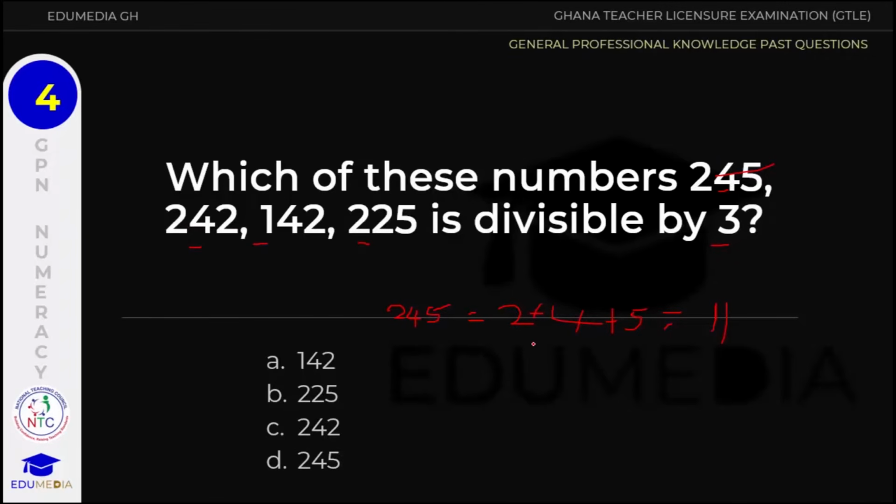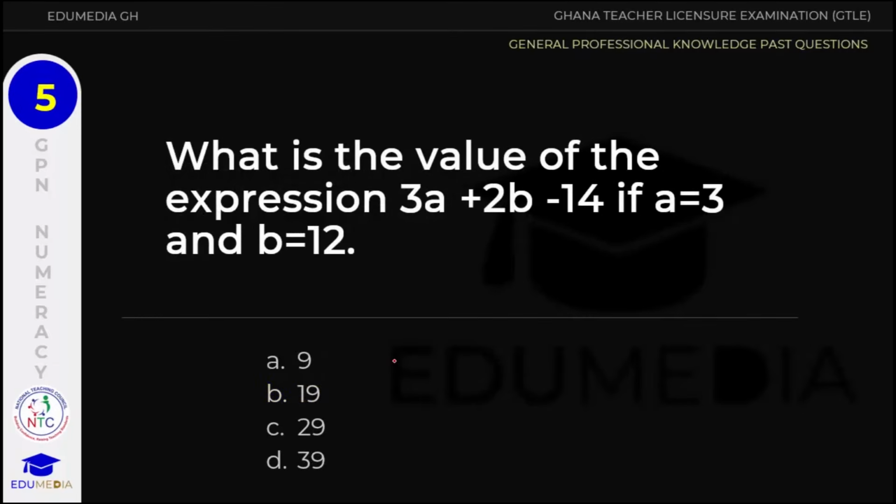You take 242 also, and we do the same. So 2 plus 4 plus 2. 2 plus 4 is 6. 6 plus 2 is 8. 8 is not divisible by 3, so this is also out. We take 142. 1 plus 4, that is 5. 5 plus 2, 7. 7 is not divisible by 3, so this is out. Then the last one, 2 plus 2, which is 4. 4 plus 5, that is 9. And 9 is divisible by 3. Therefore, our correct answer is 225. That is B, 225. That's the correct answer for this. The next question is here.